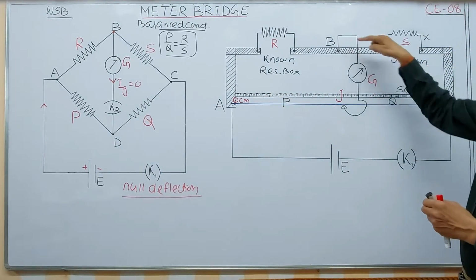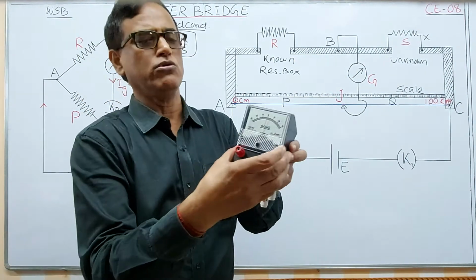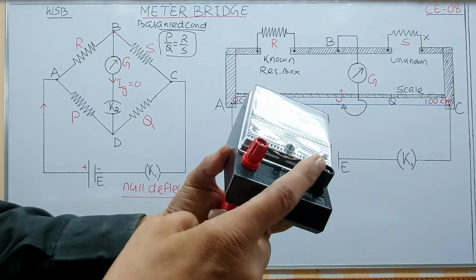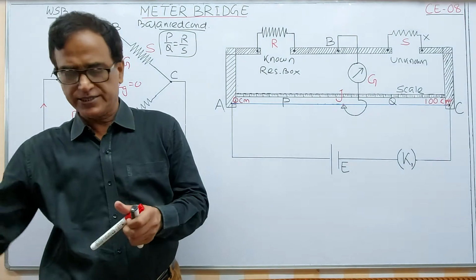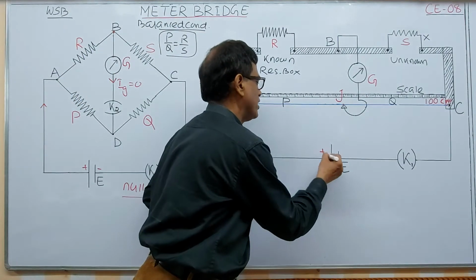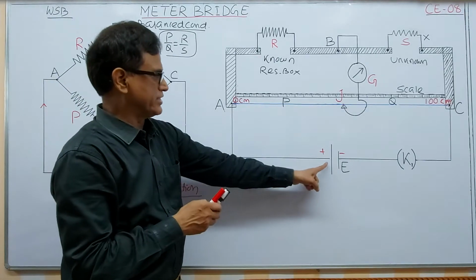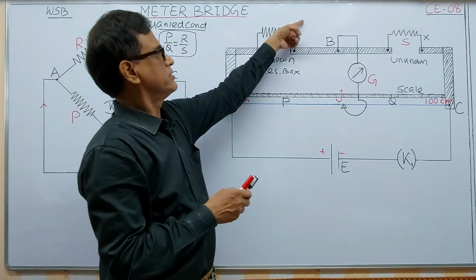This will be the galvanometer. And galvanometer, as I have told you, in any instrument we are having two terminals. This is one red color, this is one black color. It is a positive, it is a negative. Because this is positive, it is a plus, it is a minus. So galvanometer, we can say this is plus.